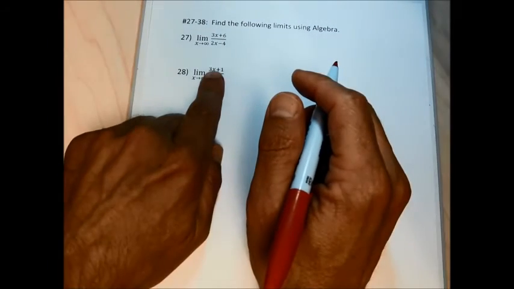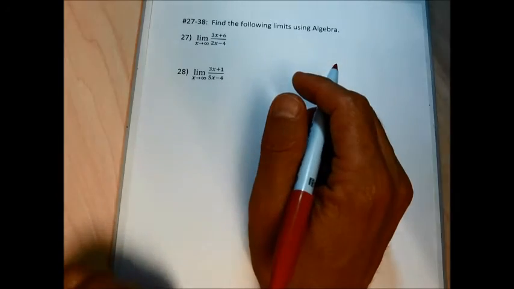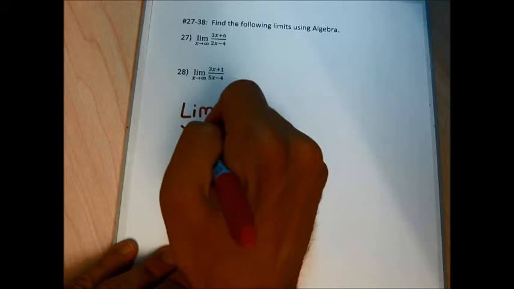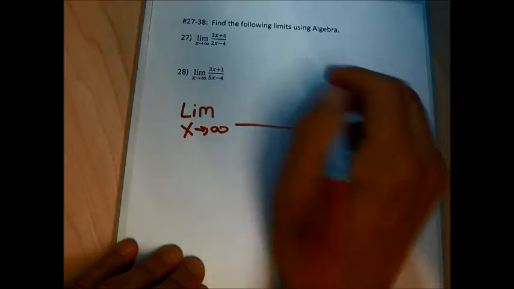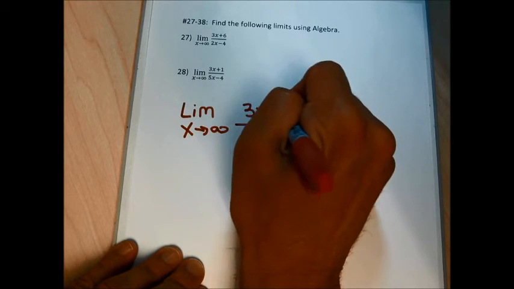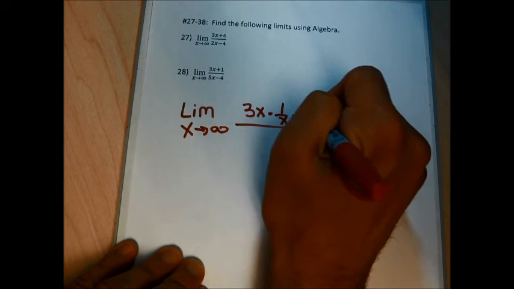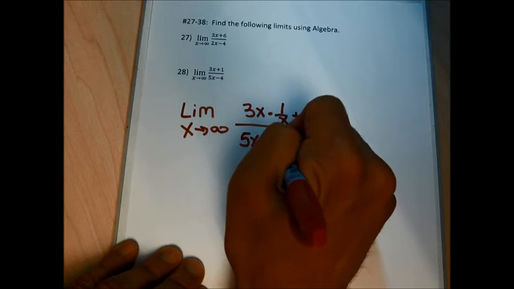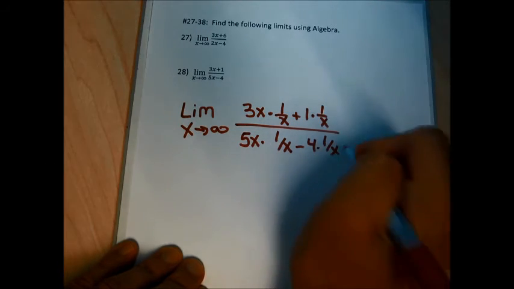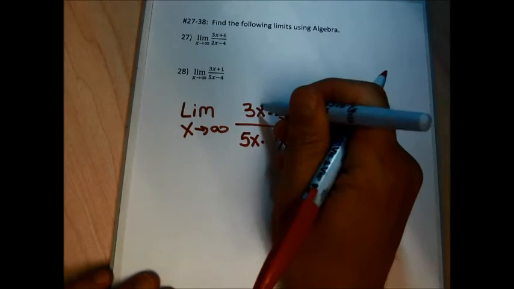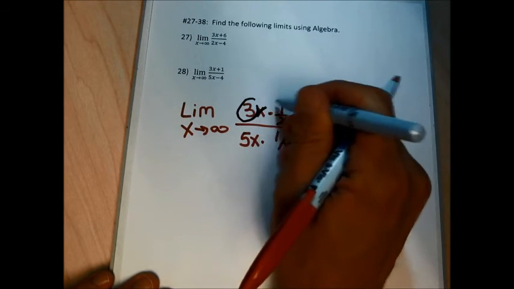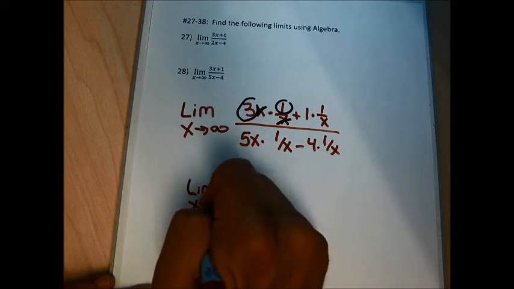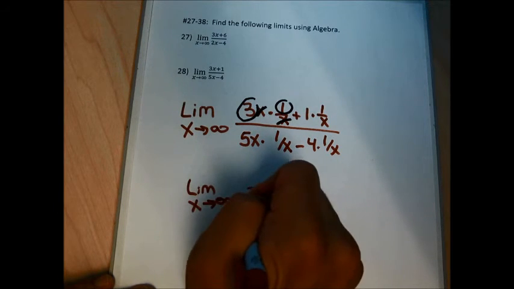In problem 28, I'm going to multiply everything by 1 over x because x to the first power is the highest power of x that occurs. So I'm going to say 28, the limit as x approaches infinity of, then I'm going to go 3x times 1 over x plus 1 times 1 over x. And then in the denominator, I'm going to go 5x times 1 over x minus 4 times 1 over x. And now I'm going to cancel. In the numerator, this x and that x will cancel. I'll multiply the 3 and the 1 and get a 3. So I'll be left with a limit as x approaches infinity of 3.